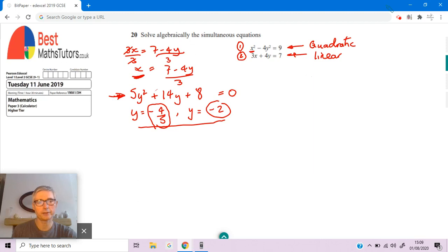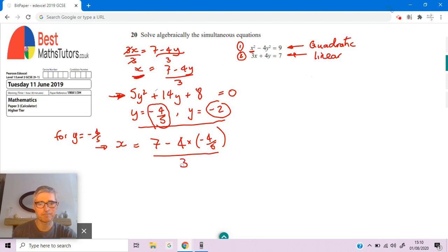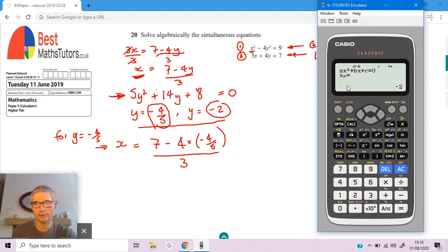So first of all, I'm going to put in the value of y being -4/5. So we've got x, for y equals -4/5, we get that x is 7, and then it's -4 times -4/5. So replacing the y by the value that it is, and it's all over 3. So because we're on a calculator paper, I'm going to just input that again into our calculator.